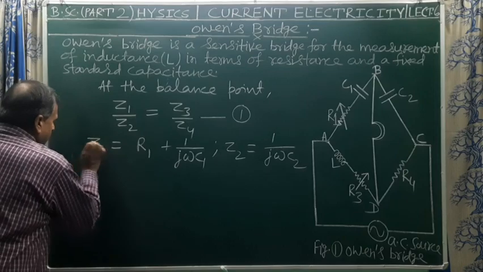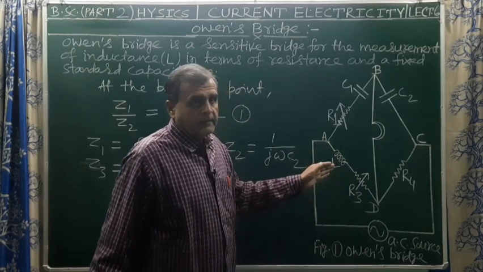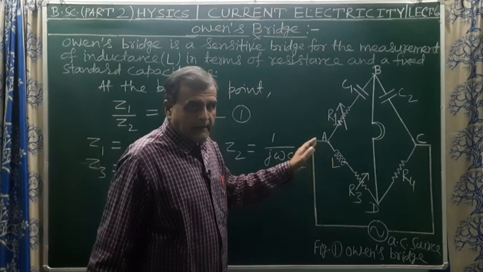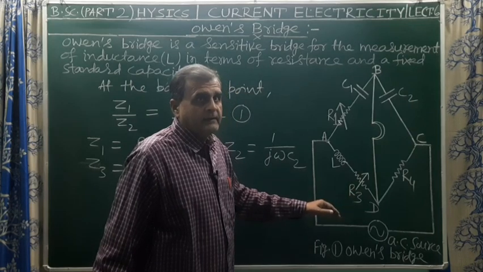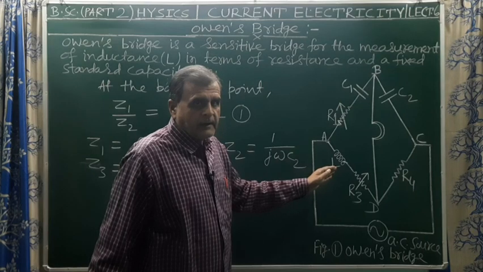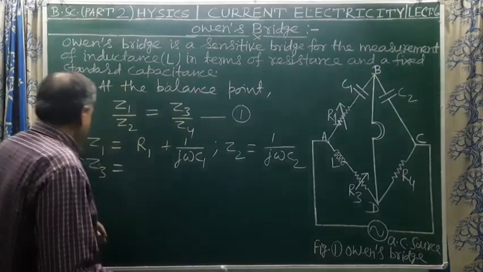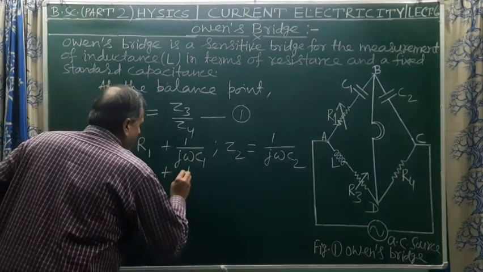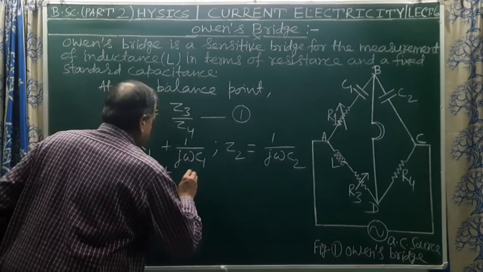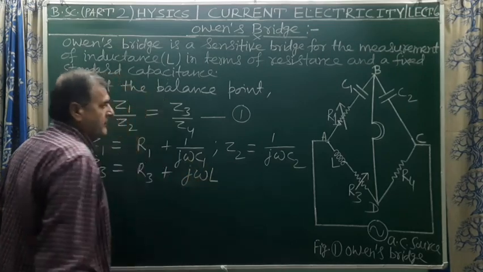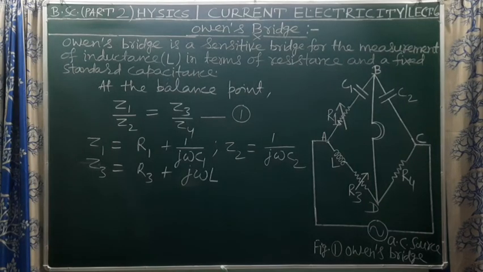And Z3 is the impedance of the third arm, that is arm AD of the Owen bridge, in which an inductor of inductance capital L is connected in series with a variable resistor R3. The value of inductance capital L of this inductor we have to calculate. So Z3 is equal to R3 plus J omega L, where J omega L is the inductive reactance of the inductor, and here operator J is used.